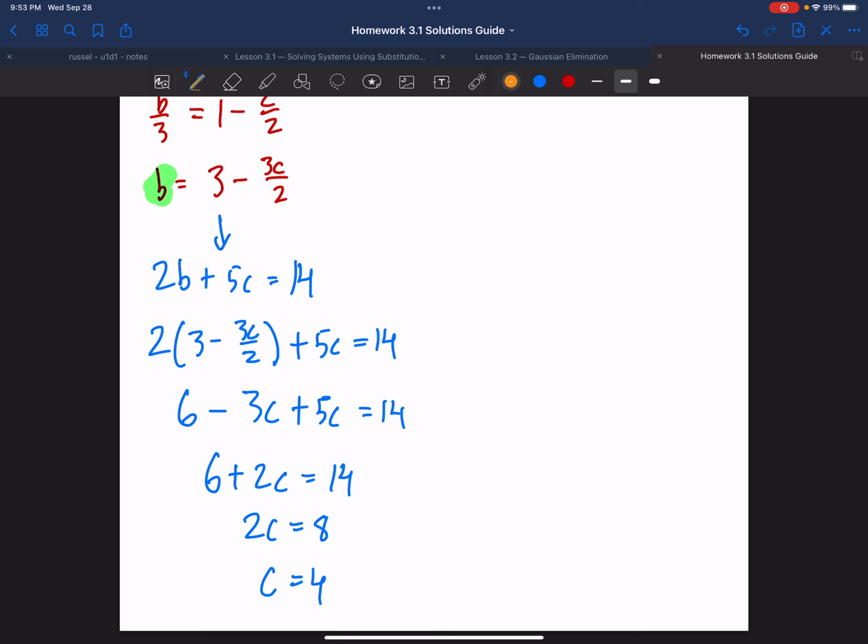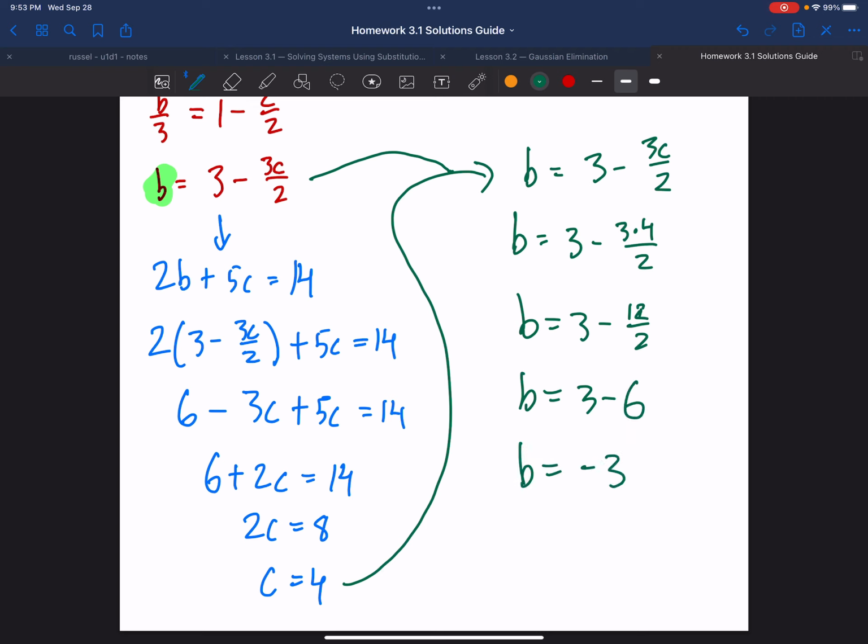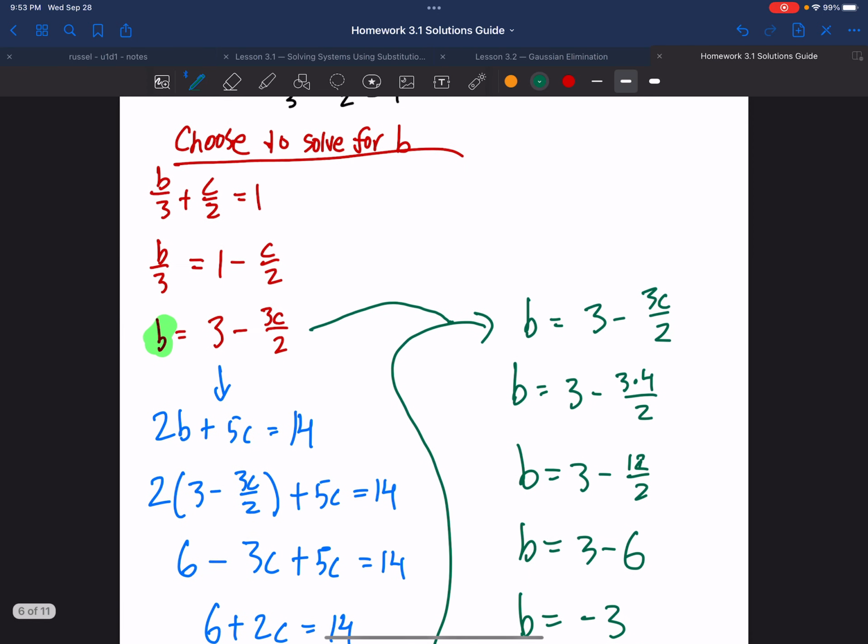And now that C equals 4, let's do green. So B equals 3 minus 3C over 2. So B equals 3 minus 3 times 4 over 2, which means B equals 3 minus 12 over 2, which means B equals 3 minus 6, which means B equals negative 3. Okay, so I got my B, I got my C, but I need to find A still, right?